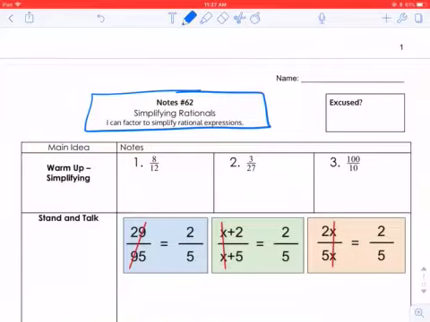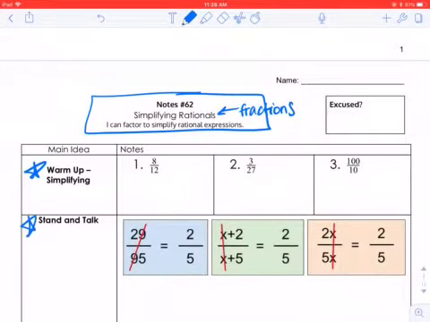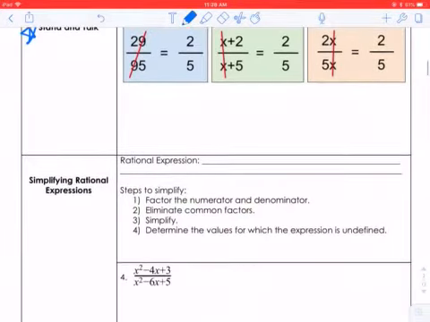So today we're starting with something called rationals, and all that really means is that we're dealing with fractions that have x's in them. So you should already be done with your warm-up and your stand and talk. So let's go ahead and get started.